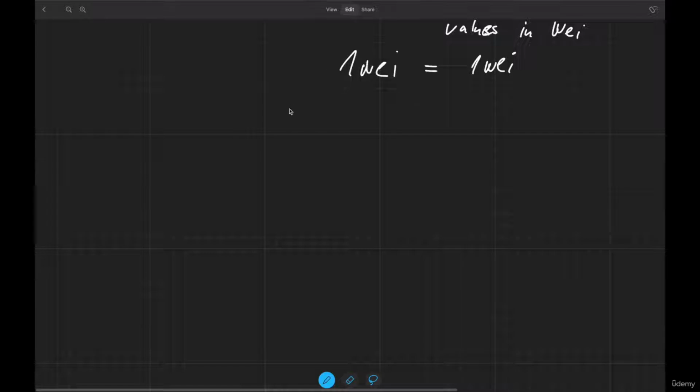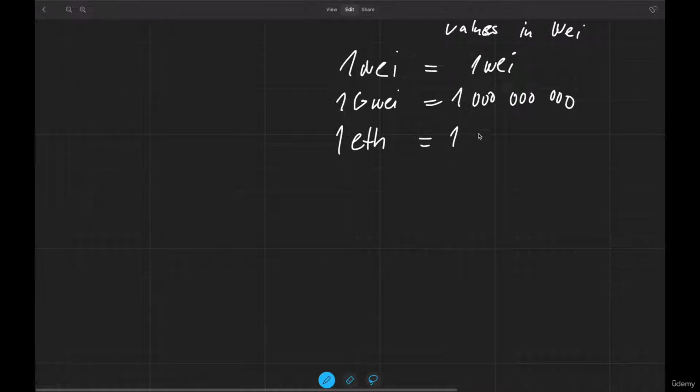So we have one wei, and then we also have one gwei. This is a gigawei. Okay, so one gwei is 1 billion wei, so 1 and 9 zeros. And then, of course, we have one Ether, and one Ether is 1 and 18 zeros. Okay, so 1 and 18 of these zeros here.